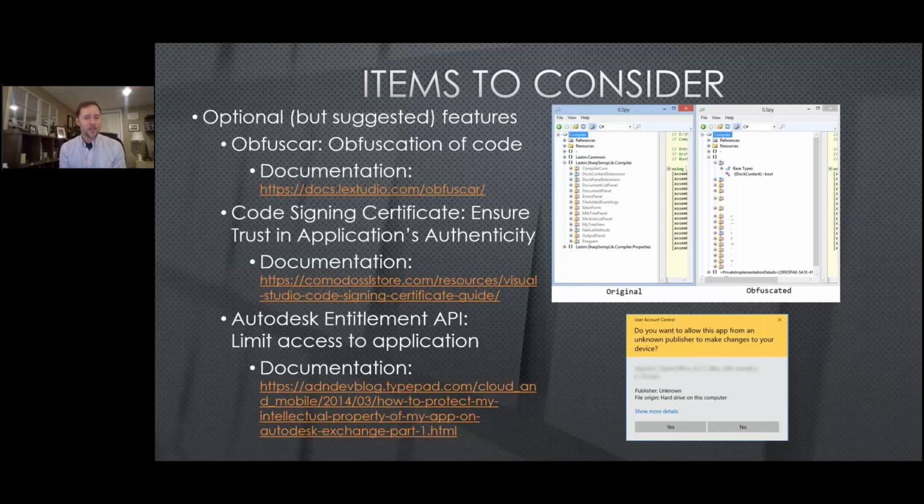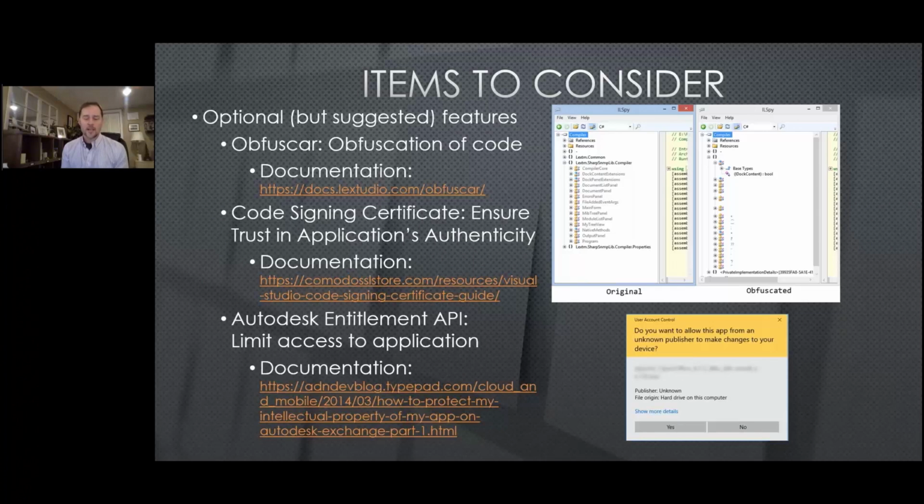If you're going to sell your application and post it on the Autodesk App Store, here's a link here for the documentation for the entitlement API, which is incredibly easy to use. It's a class that you bring in to your application. You give it very little information. You just give it the unique identifier of your application.